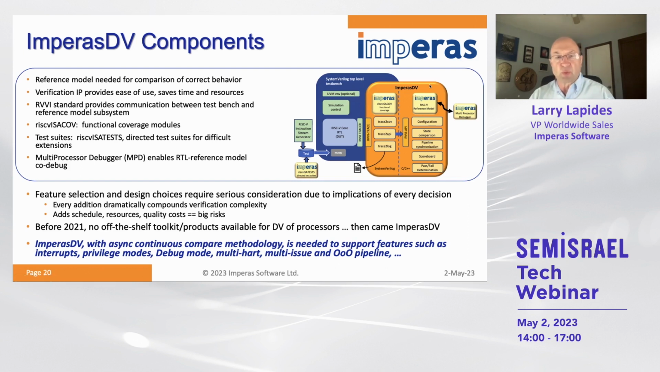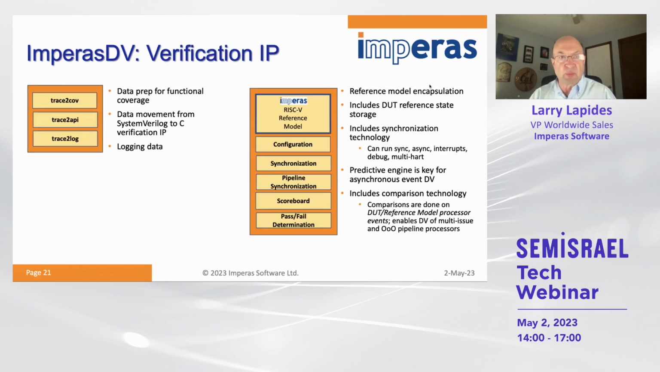So let's go into a bit more detail on some of these components. On the verification IP side, we've got verification IP both in SystemVerilog to move the data between the RTL and the C reference model. And then we've got the C-based verification IP as well that's handling the configuration, the synchronization, dealing with pipeline synchronization, and then the scoreboard and pass-fail.